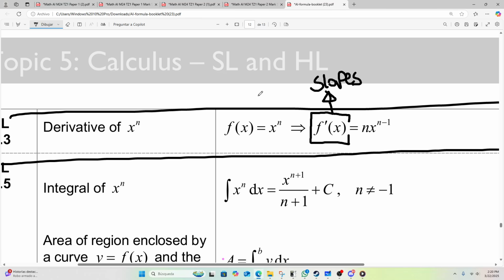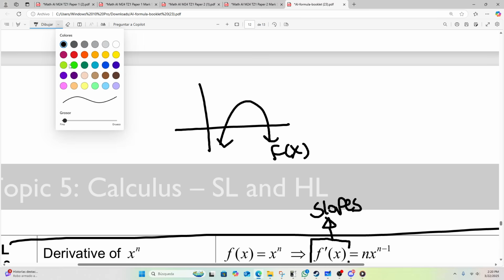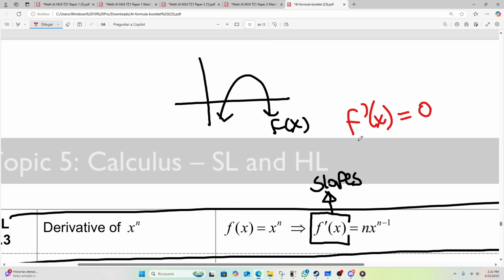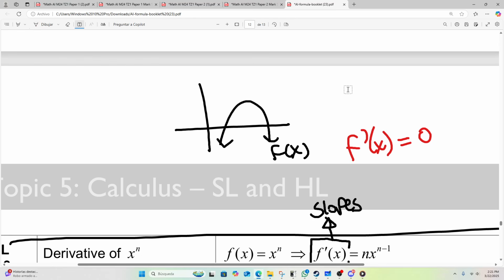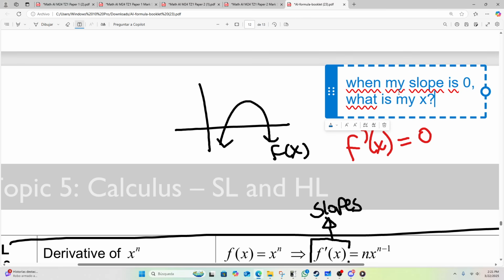Let's say you have something like this. It's a quadratic function, and let's say that somehow you get your hands on the derivative version. If you say that the derivative version equals 0, then you're saying that your y value for the derivative version equals 0. And so basically what's happening in red is that you're asking your function, when my slope is 0, what is my x?